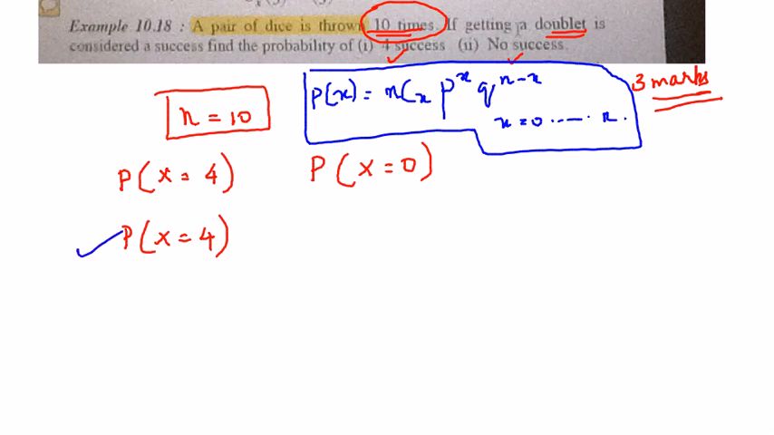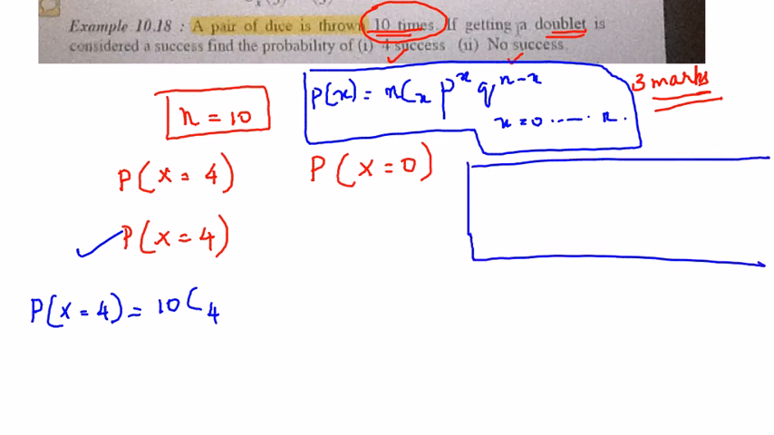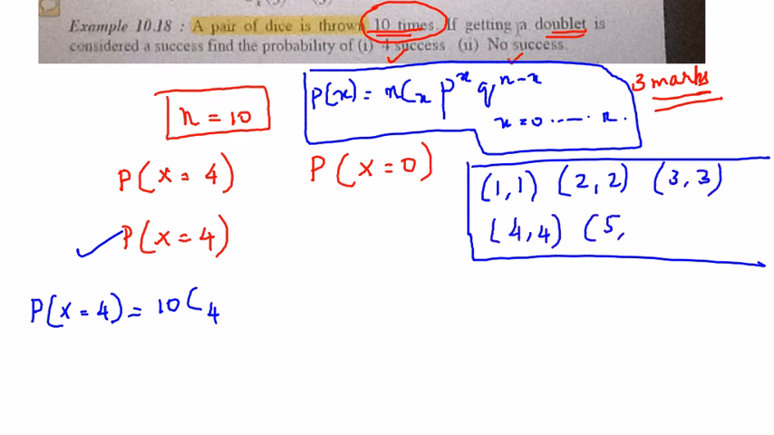So let's do the first part here. Probability of x equal to 4 would be 10C4 p^4. What is the value of p? He's saying that getting a doublet is considered a success, right? So I'm just going to write here. What is a doublet when you throw a pair of dice, right? You should get the same number on both your throws, I mean in both your dice.